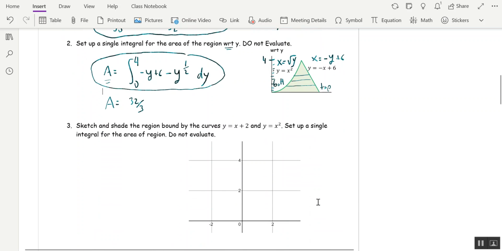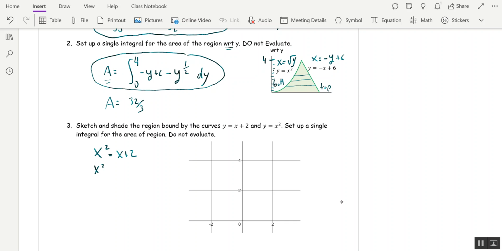Okay, next one. Sketch and shade the region bound by these two curves. Set up an integral for the area of the region. Do not evaluate. The first thing I'm going to do is find out where these curves meet. When you want to find out where two curves meet, you set them equal to each other. X squared is x plus 2.